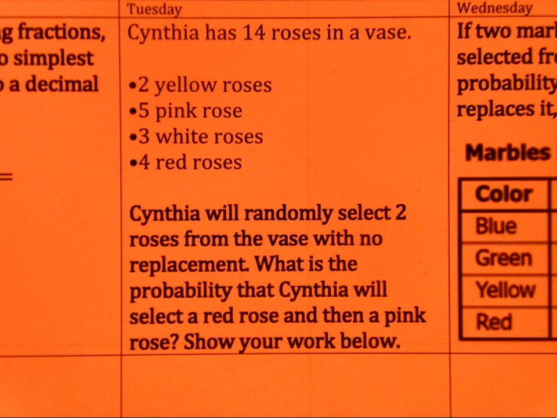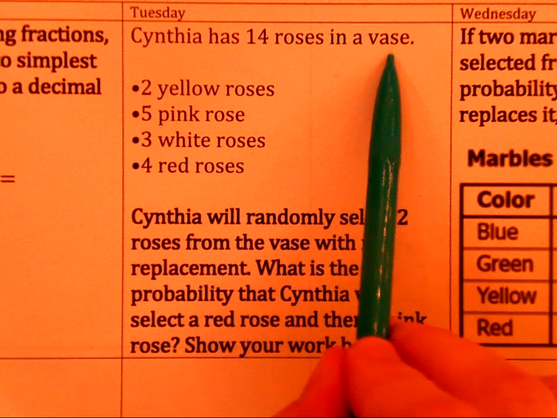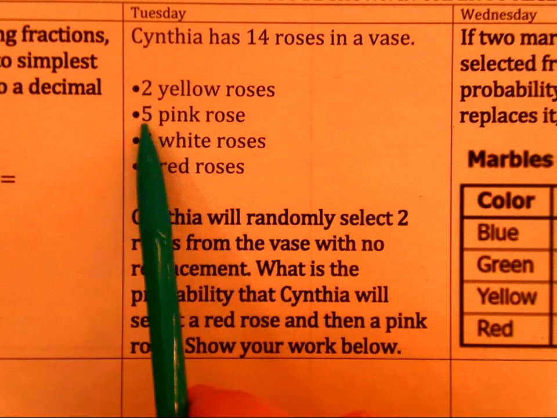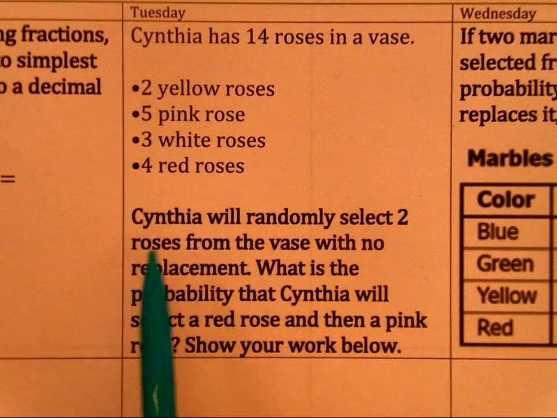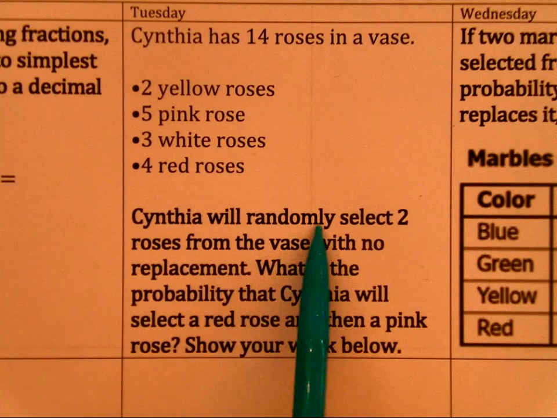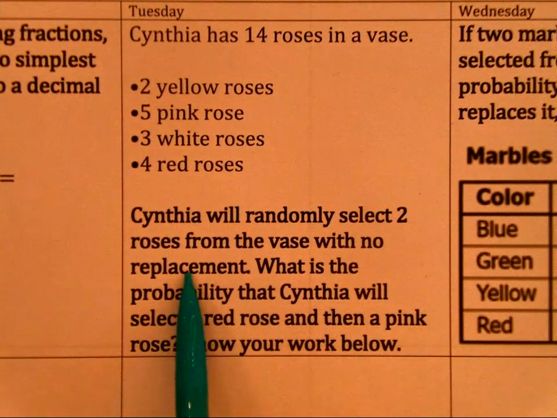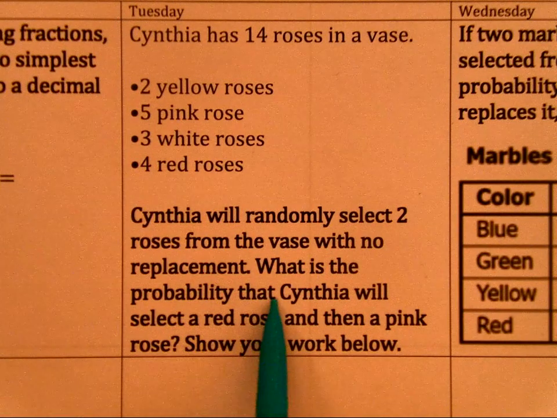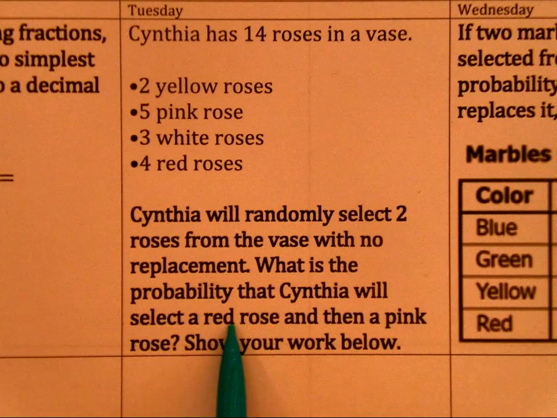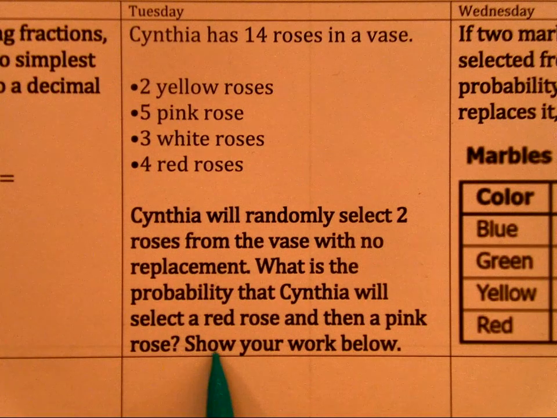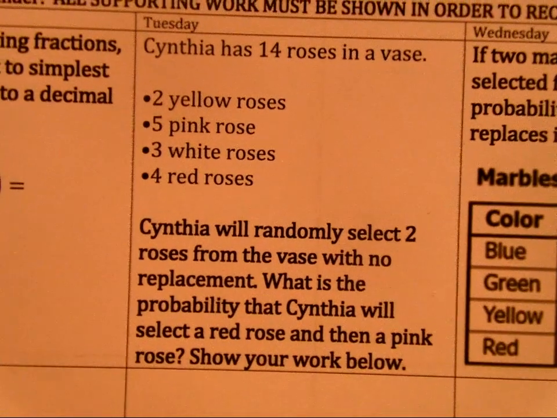It says, Cynthia has 14 roses in a vase: 2 yellow, 5 pink, 3 white, 4 red. Cynthia will randomly select 2 roses from the vase with no replacement. What is the probability that Cynthia will select a red rose and then a pink rose? It says, show your work below. You want to make sure that you are doing that so that way you get full credit.